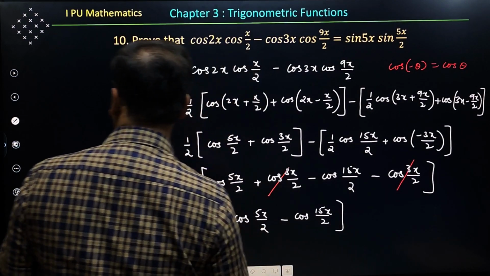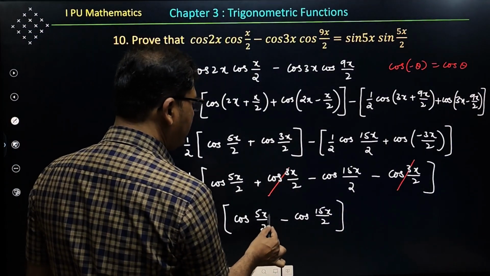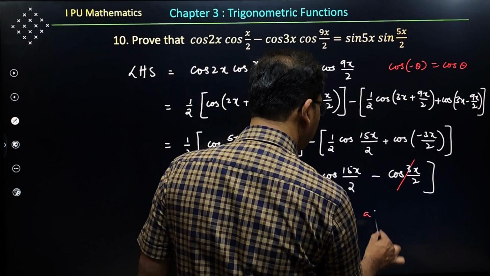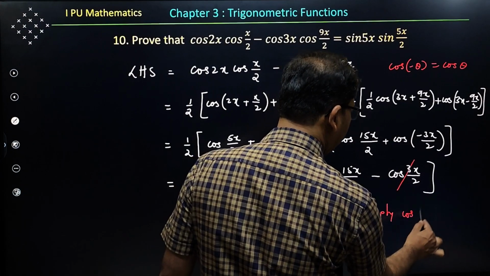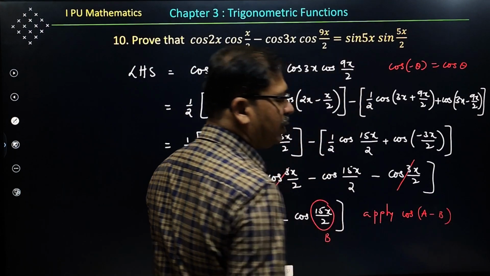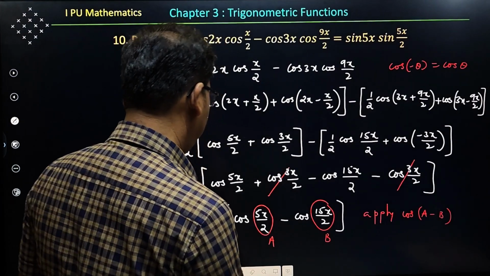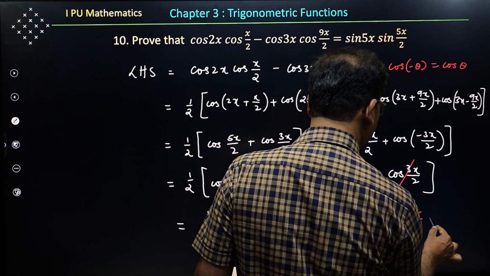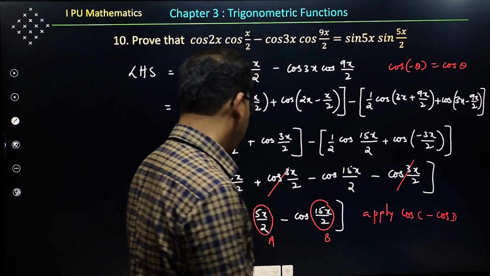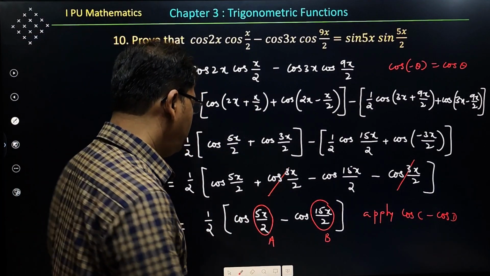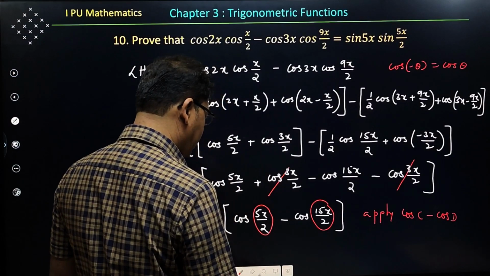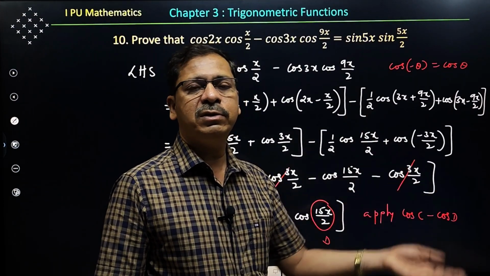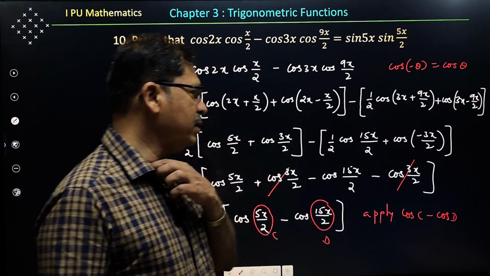Take this one as A, this one as B, and apply what you want to apply now. Not cos of A minus B, apply the cos C minus cos D formula. You take this as C and this as D. Cos C minus cos D is equal to minus 2 into sin of C plus D divided by 2 into sin of C minus D divided by 2.